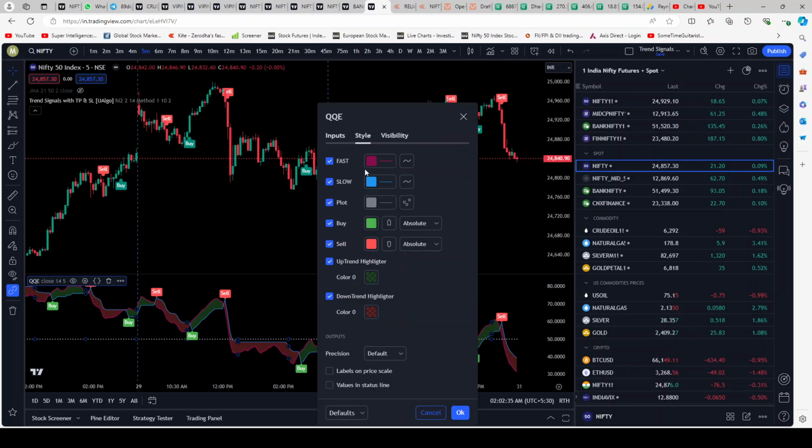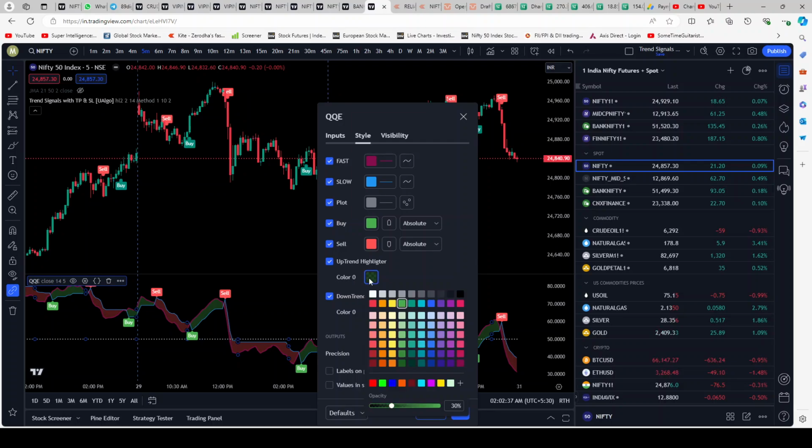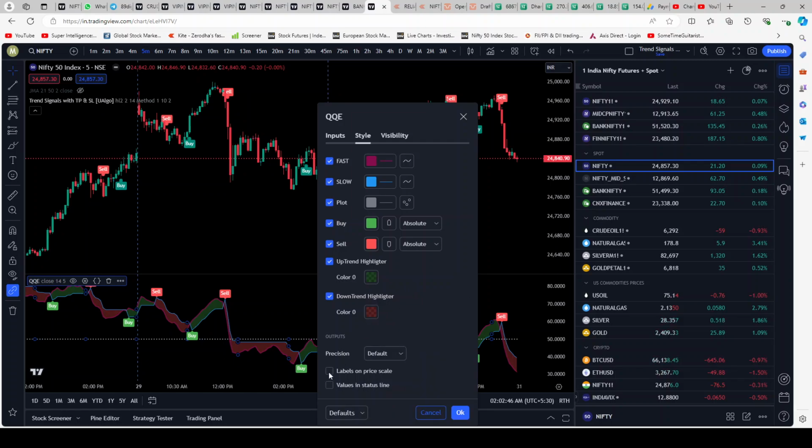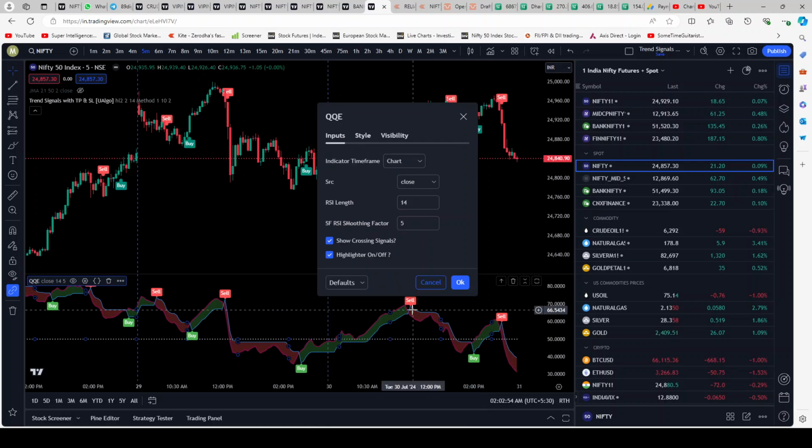We have not made any changes apart from this color over here. From 10% we have taken it up to 30%. This color over here, from 10% we have taken it up to 30% and unticked these 2 boxes. We have just taken this up a little bit so that it's a little more visible to us. That's about it. Otherwise, in terms of values, we have not changed anything. It's in its default values.